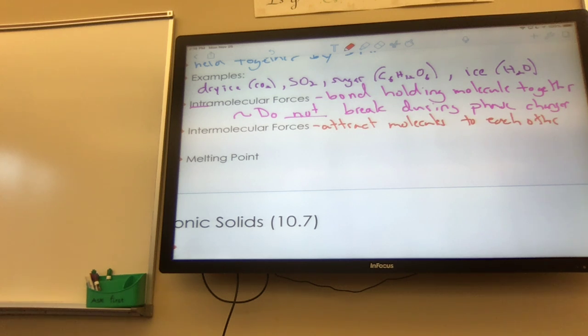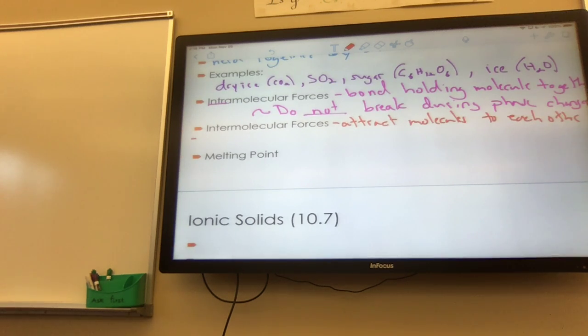And what are the 3 types of intermolecular forces? Dipole-dipole, hydrogen bonding, and London dispersion force. And these do break, and we'll say break because it's not actually a bond.